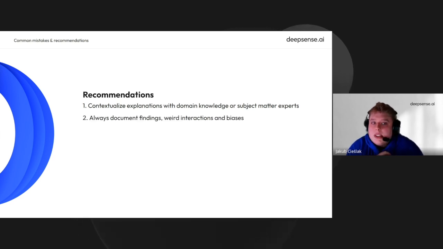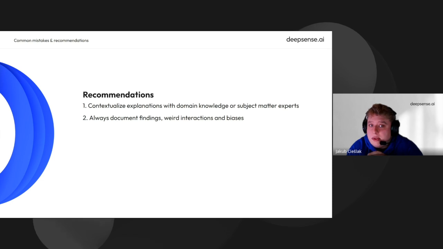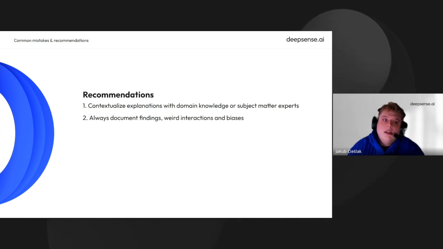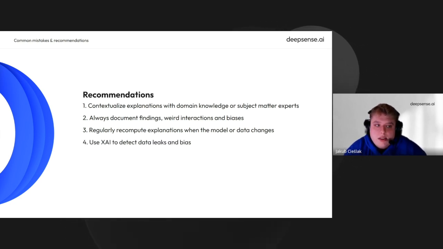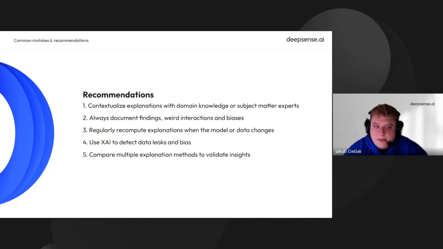Number two, always document findings, weird interactions, and biases. You will not remember what you found a couple of months ago, and you will need that because you will have to compare new results with previous ones. Number three, regularly recompute explanations when the model or data changes. It's directly connected to number two. Number four, use XAI to detect data leaks and biases. XAI methods are ideal for these kinds of things, and no one wants them in their model. And finally, number five, compare multiple explanation methods to validate insights, because it is always better to be safe than sorry.